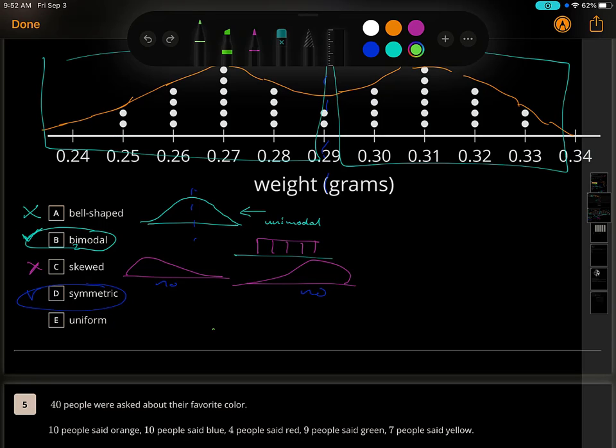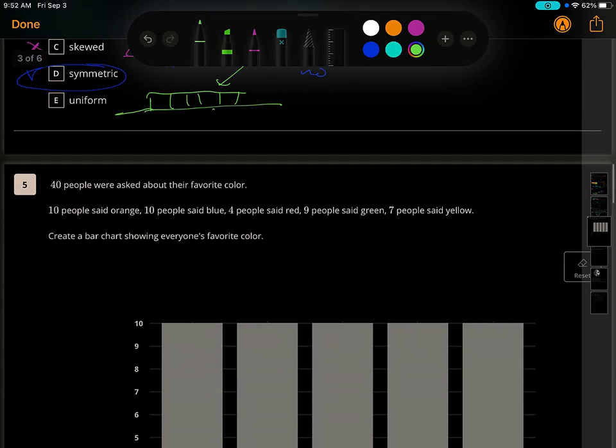Okay, so uniform would have been that shape. It's all one exact shape, and it's not. This one has two. So the answers for this one would be bimodal and symmetric.